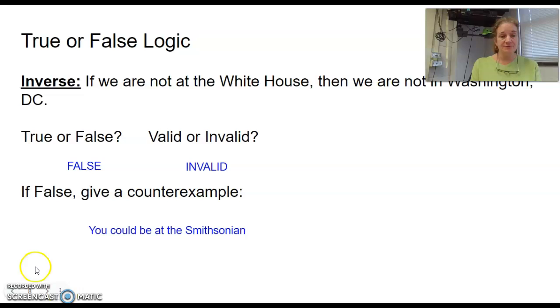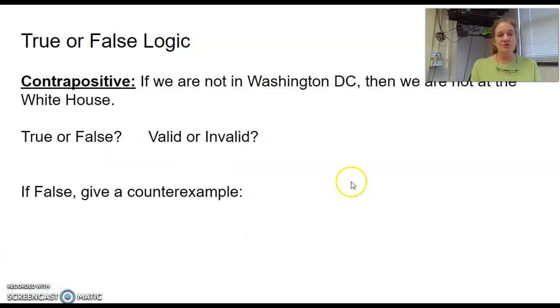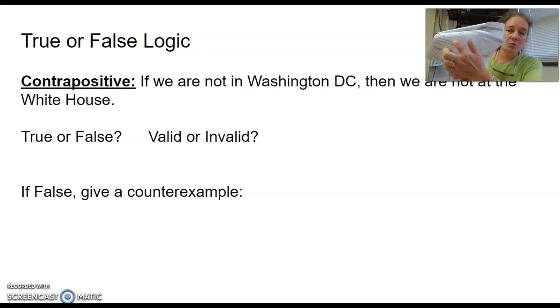Let's see if that's true, right? If the conditional is true, the contrapositive is true. Let's see if I was lying to you or not. If we are not in Washington, D.C., then we are not at the White House. This is the contrapositive of the original statement. You can see it on your notes. You can't see it on the screen, but when you're looking at your notes, it's this top corner right here, the original statement.